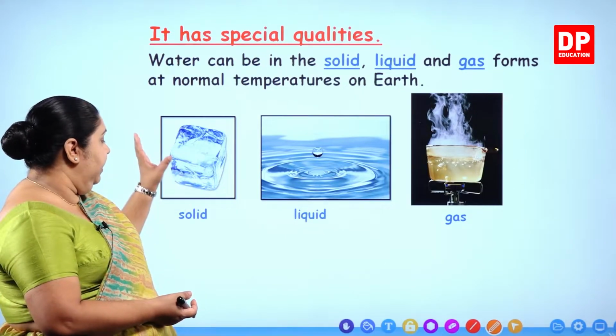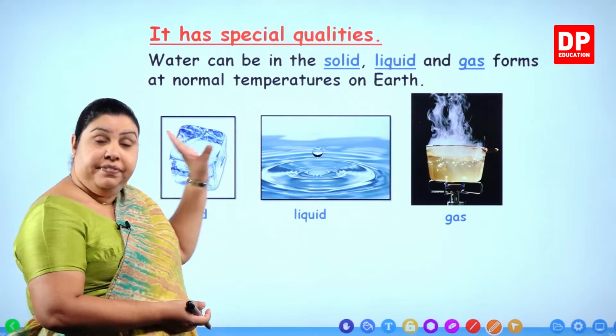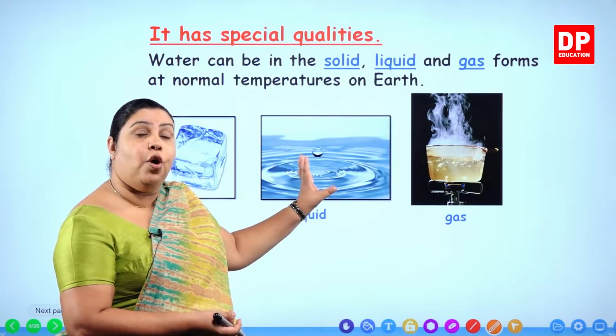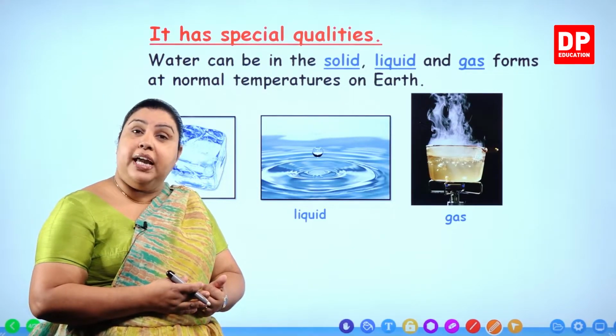So it can be in the solid form, it can be in the liquid form. But even in solid, it's water. Even when it is in the liquid form, it's still water. Then what is the other thing that the water can be?